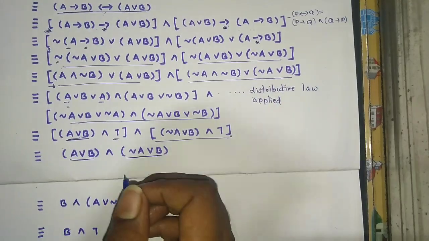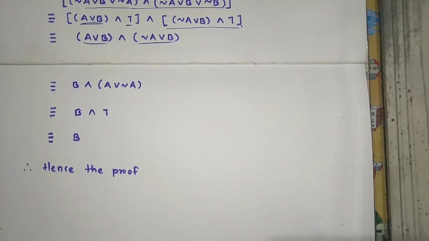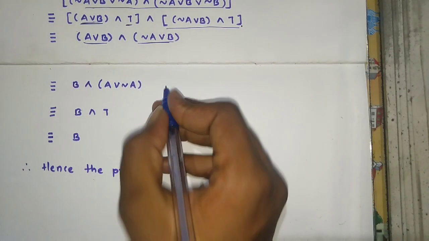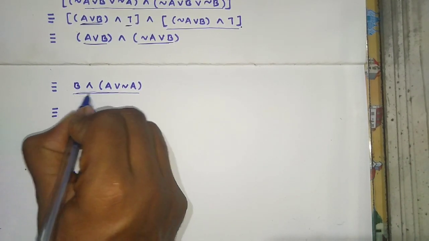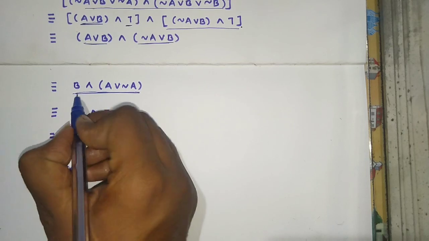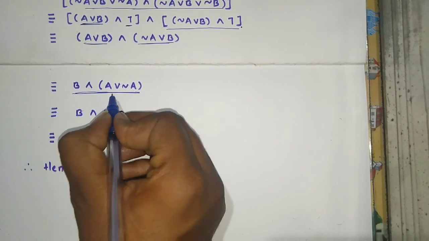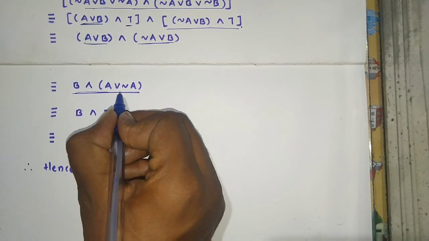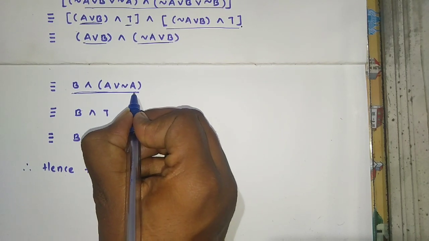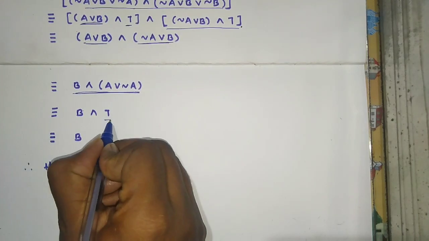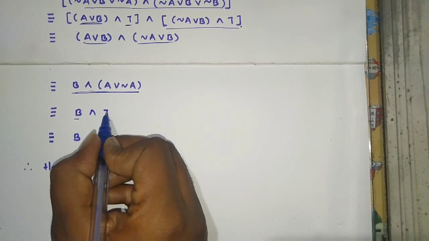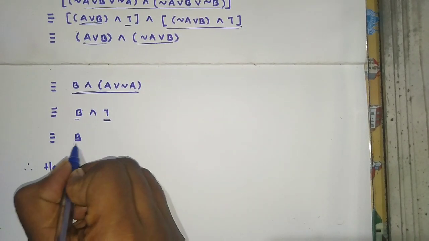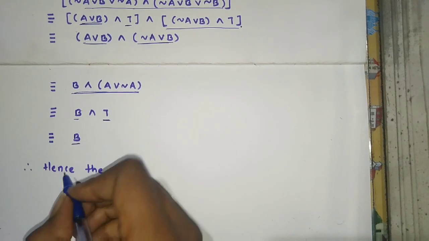Similarly here, as we know the distributive law, in this step we applied the reverse of the distributive law, so we get this term, and here A is ORed with negation of A, so we are getting T, and B is ANDed with T, so as a property we are getting B. So hence the proof.